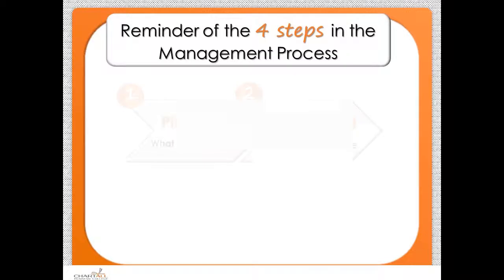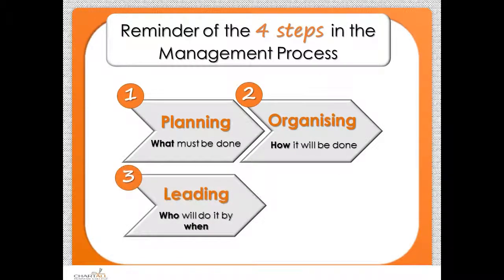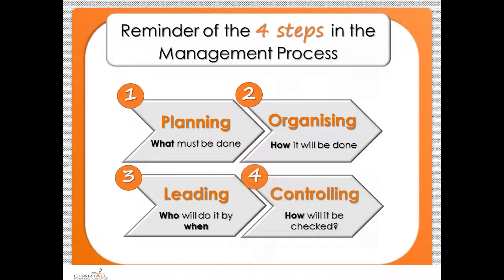As I said earlier on, we are looking at the third step in the management process, leading. Who will do it and by when? How do we choose the right person for the task? What are the consequences of choosing the wrong person? How would the outcomes affect the company and the individual and you, the manager?